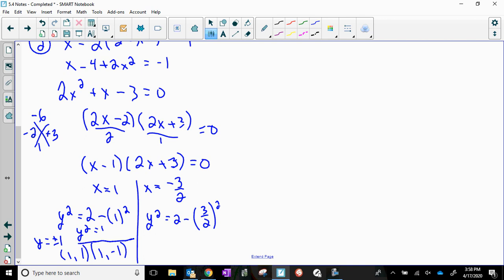Be careful about trying to put plus or minus in ordered pairs, because if you do it wrong, you might get too many points that you don't need. Sometimes it's okay, sometimes it's not. In this case, it would be okay if you did 1 comma plus or minus y.